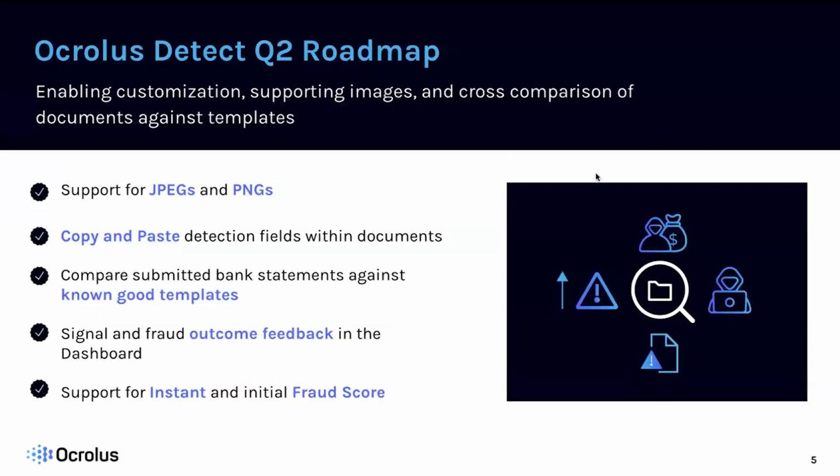Now, what do we have for Detect? Detect, the Oculus Q2 roadmap. We've made great progress in terms of upgrades on the fraud capability that we offer. Going forward, we're going to be having the ability to support JPEGs and PNG images. We'll also be able to see any copy and paste instances, so we'll detect certain fields within the documents. We'll also have the ability to compare any submitted bank statements against good known bank institution templates. In addition, signal and fraud outcome feedbacks in the dashboard. We'll also have the ability to support instant and initial fraud scoring. So great features to be available for Detect later down in the Q2 roadmap.